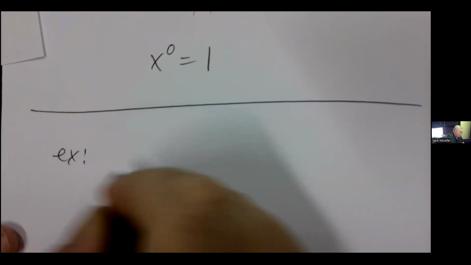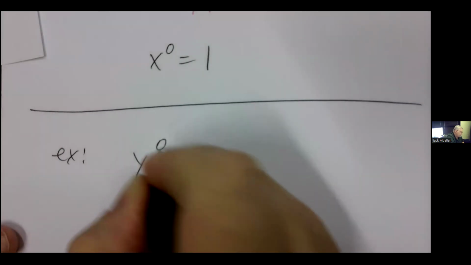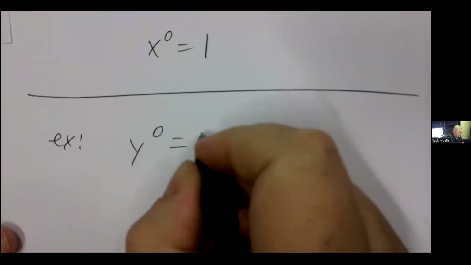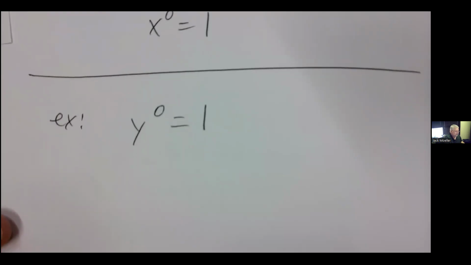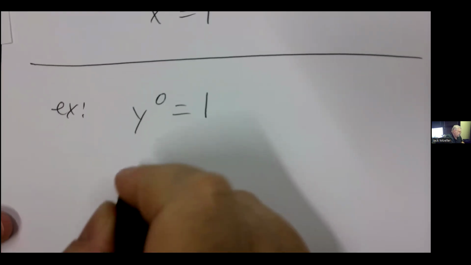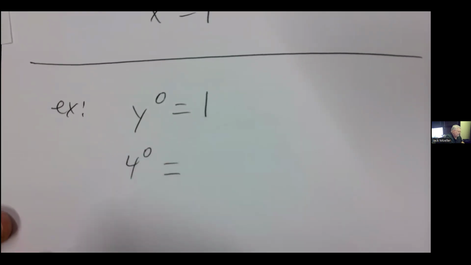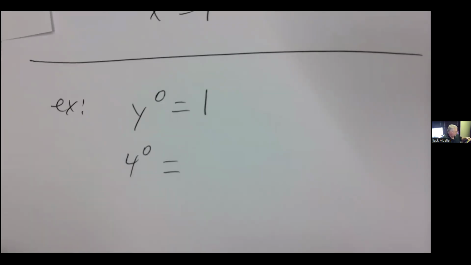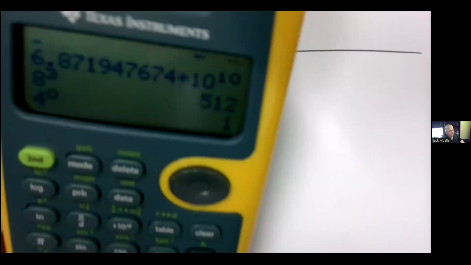So what would be y to the 0? Anything to the 0 power is 1. What about 4 to the 0? Hopefully you're starting to get the idea. Let me see, I'm pretty sure the calculator can handle this. Yes, the calculator can handle a 0 exponent.